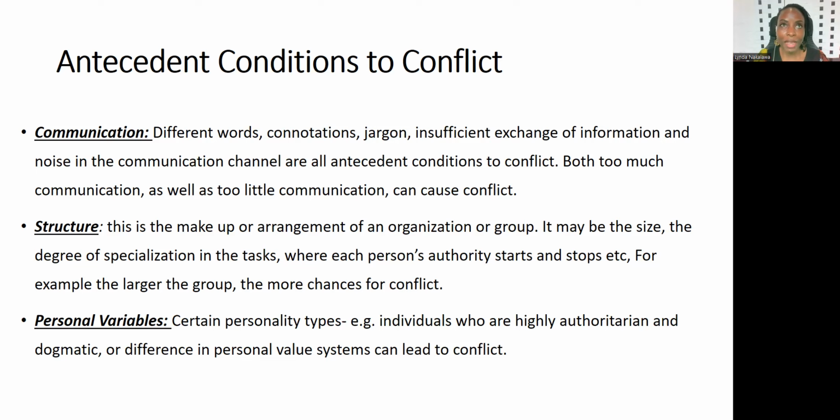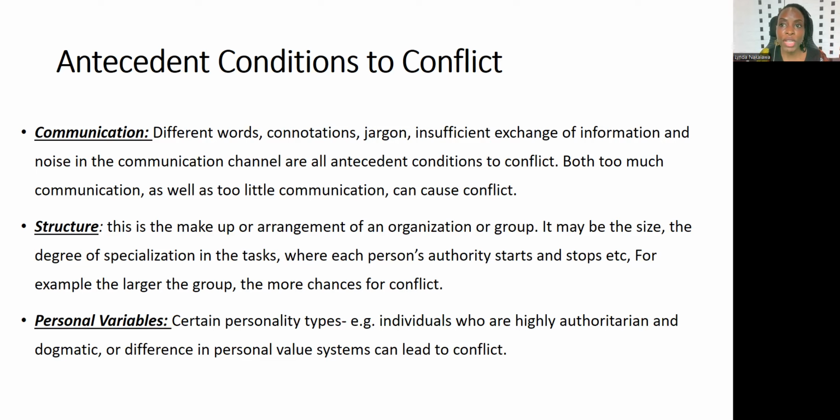If you're too heated up, you're already too angry, the communication channel will have noise of emotions because you're not calm enough to communicate properly. Noise, actually also physical noise. Someone is in the background shouting and you're not clearly understanding what the person is saying. Those are all antecedent conditions to conflict. So both too much communication as well as too little communication can cause conflict. So communication needs to be balanced.